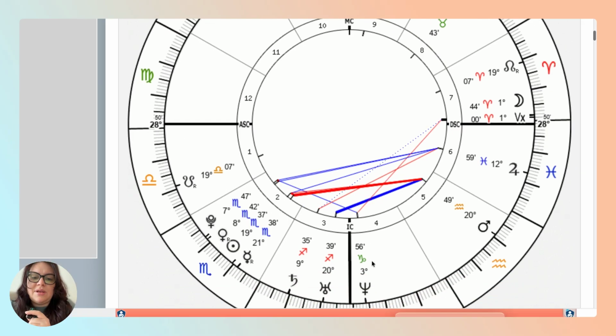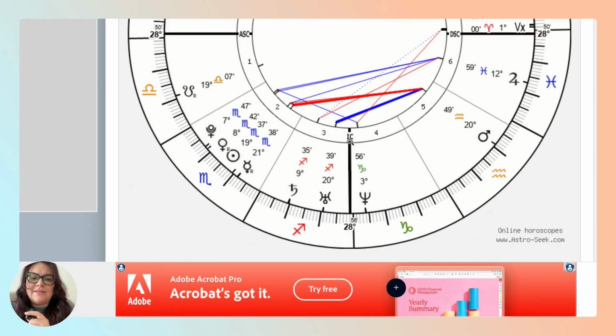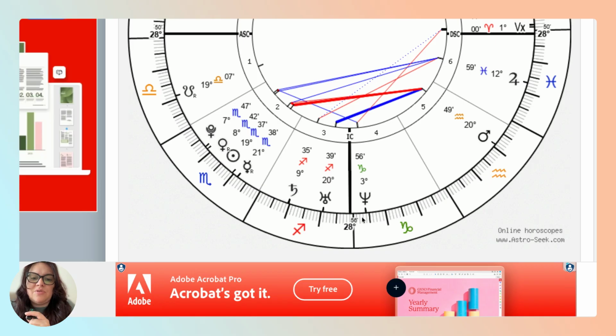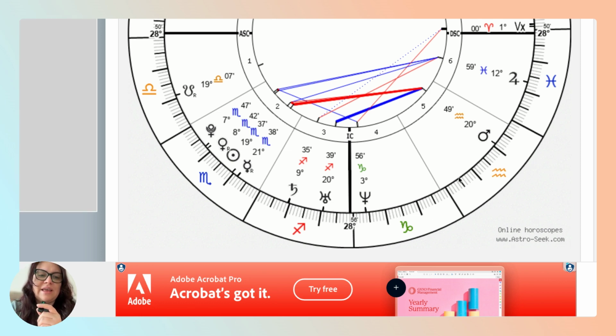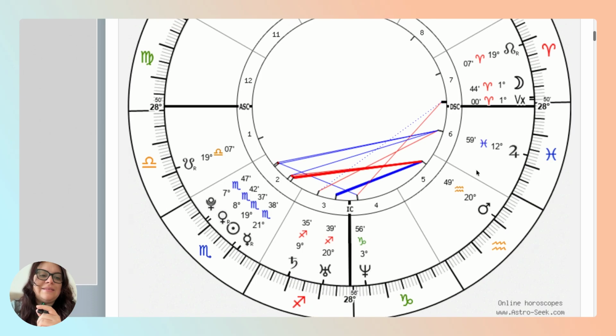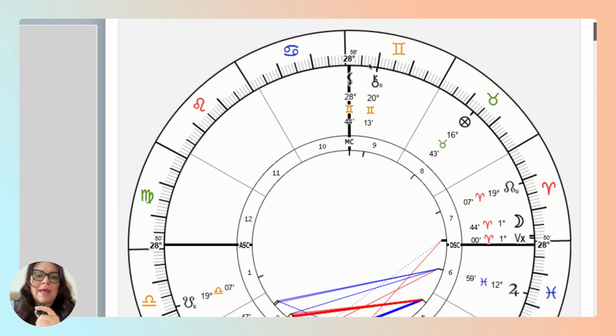The same with the cusp of the IC. The IC, the beginning or the cusp of house 4, is in the degree 28 of Sagittarius, even though most of the house is in Capricorn. The DC is on the 28 degrees of Pisces, even though most of the house is in Aries. And the MC, the cusp, is in the 28th degree of Gemini, even if most of the house is in Cancer.